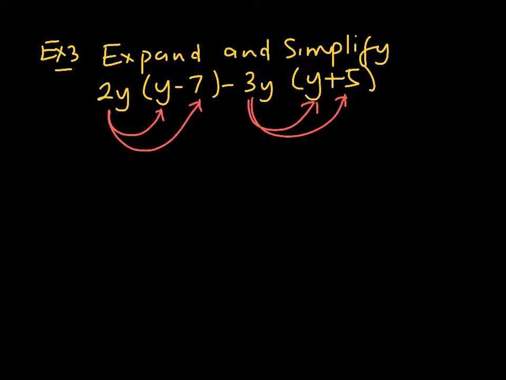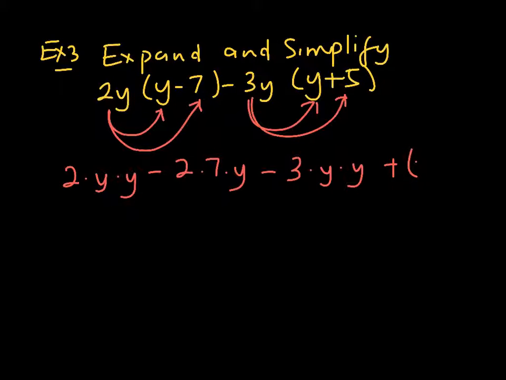So this becomes 2 times y minus 2 times 7 times y. I'll jump the step, minus 3 times y plus negative 3 times y times 5. Okay, so now let's go ahead and solve this.